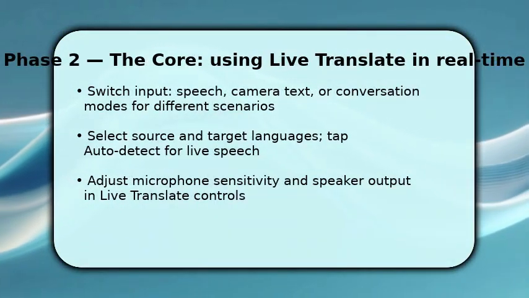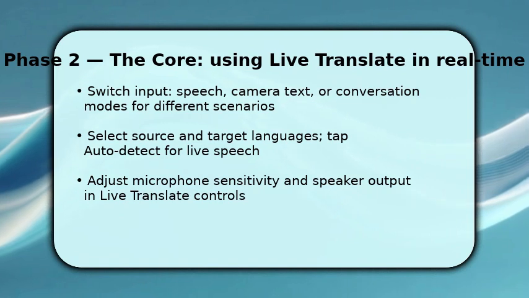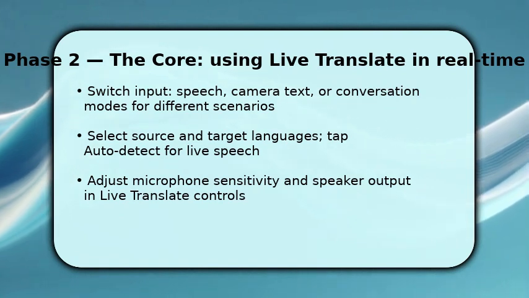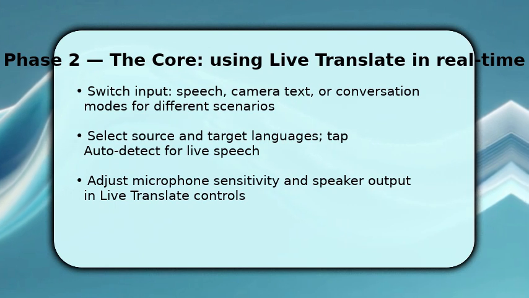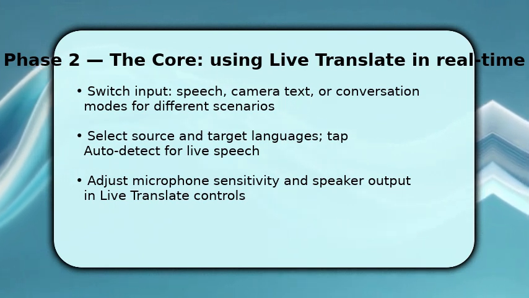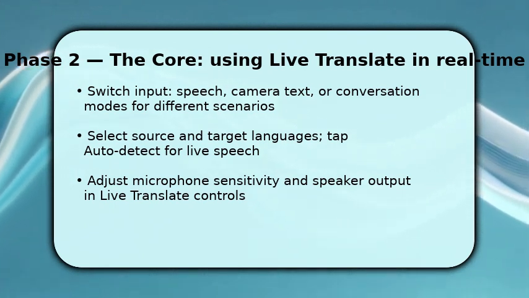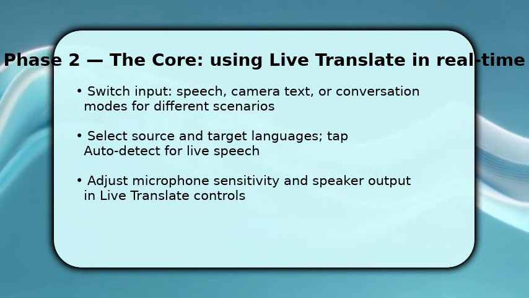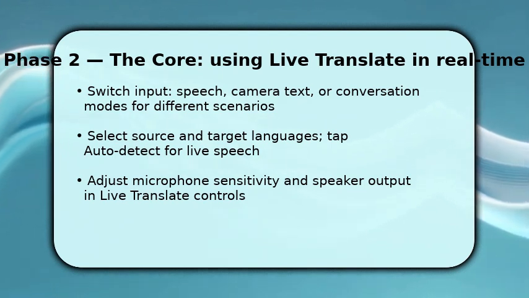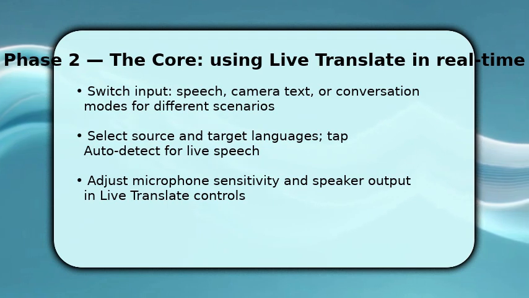You now run the core flow. Pick the mode: speech for voice, camera for signs, conversation for two-way chat, because each optimizes processing. Select source and target languages. Use auto-detect when uncertain. Start speaking or point the camera and watch translations appear. Tap any phrase to hear it aloud.